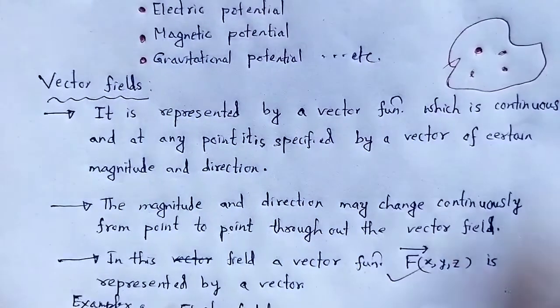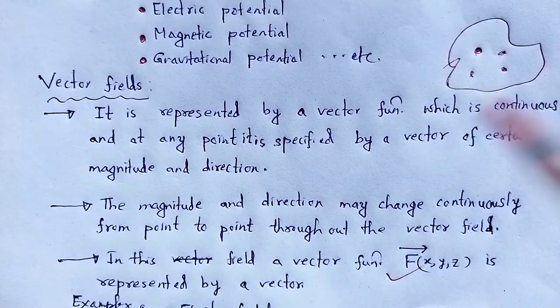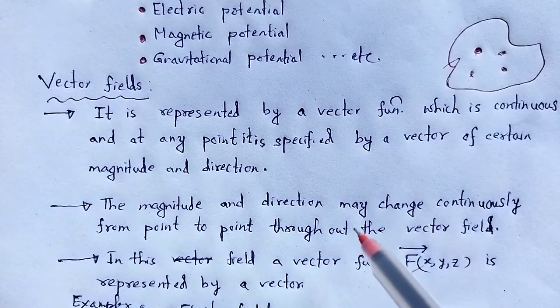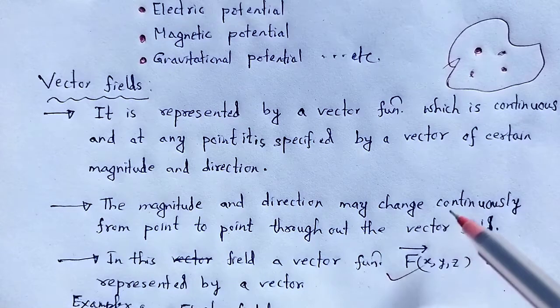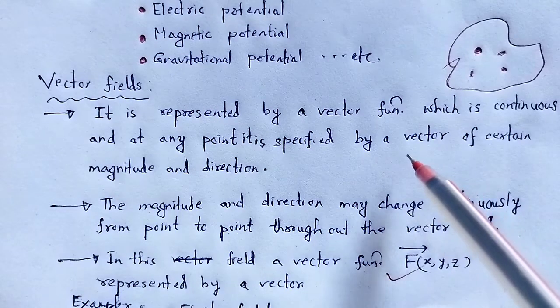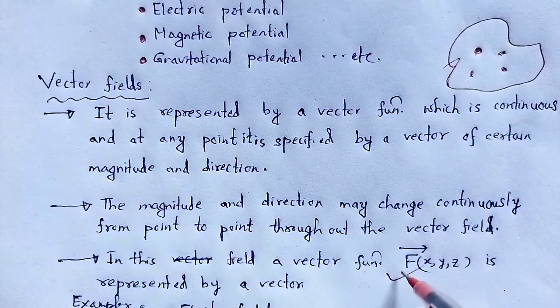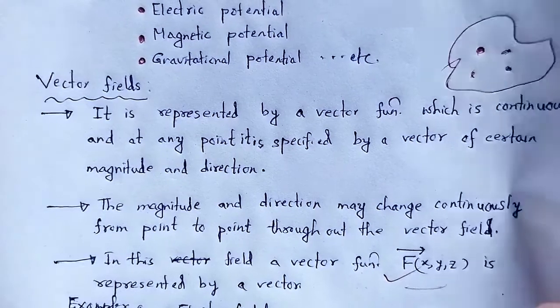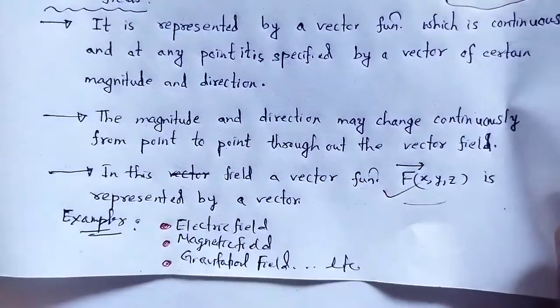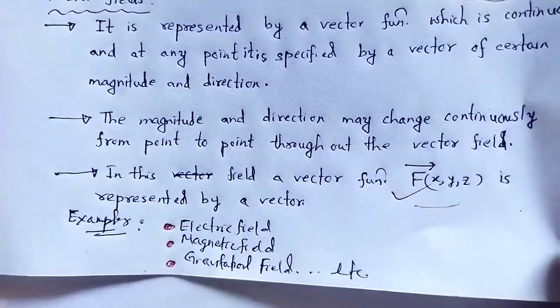Then the vector field, also in a region of space, is represented by a vector function, and mathematically it is represented by this. Some examples of vector fields are electric field, magnetic field, gravitational field, etc.